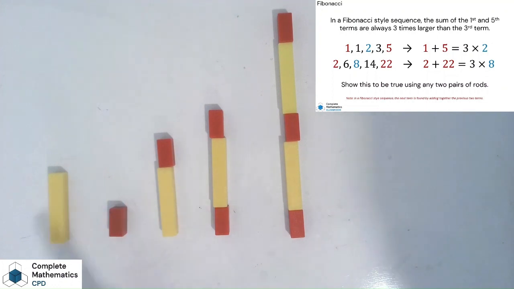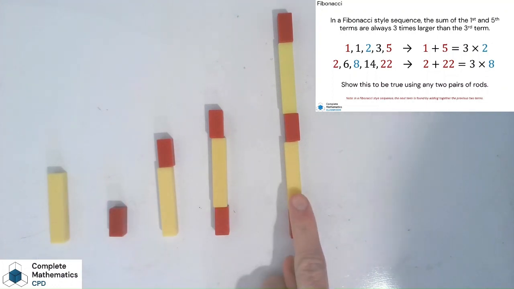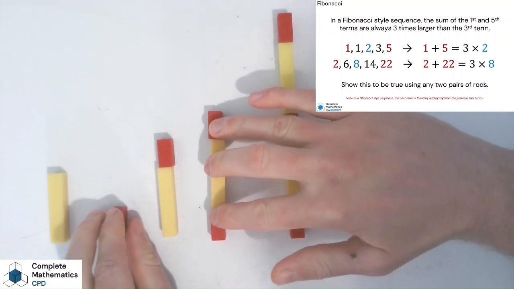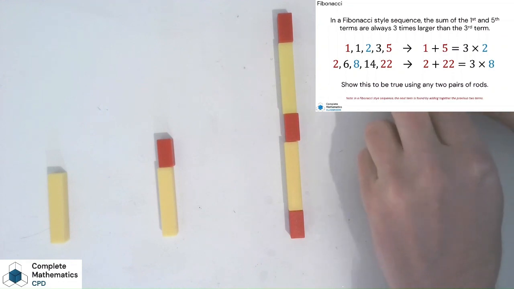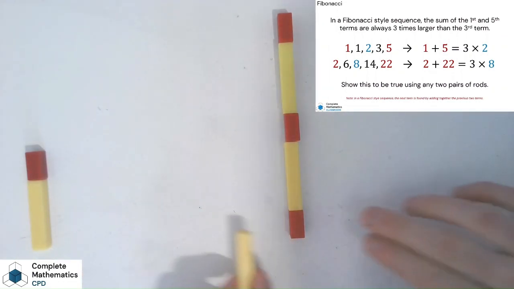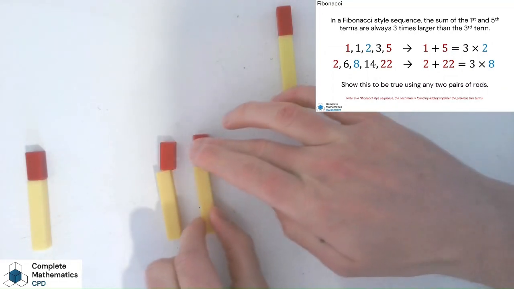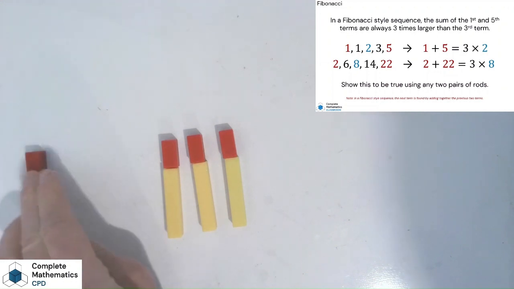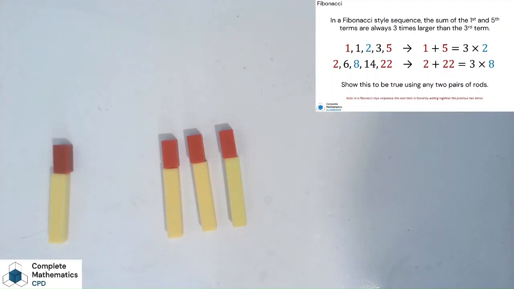Now we're saying that the first and the fifth term is 3 times larger than the third term here. So if we just move the second and the fourth term out of the way for a moment, you can see this is the third term. And if I add the first and the fifth term together, you can see it's exactly 3 times larger than the third term here. So it's a nice introduction into algebraic proof, which we can go on to now.